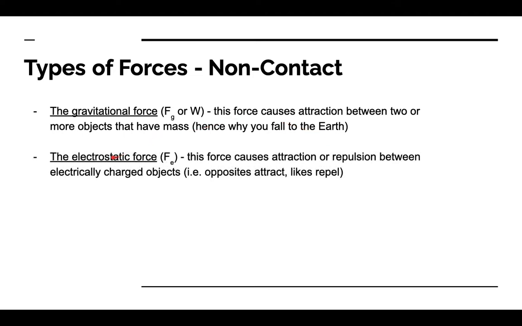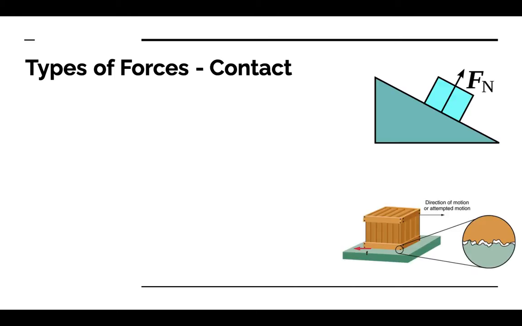And then we have the electrostatic force, which we'll study in Unit 9, denoted by F subscript E. This force causes attraction or repulsion between electrically charged objects, i.e. opposites attract, likes repel. There are many other non-contact forces in nature, specifically on the subatomic level, but these are two main forces that any introductory physics class will have to deal with. The subatomic forces come into play when you've learned quantum mechanics.